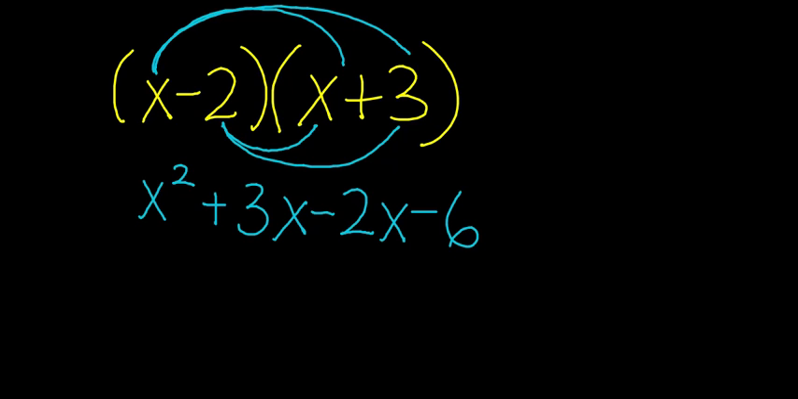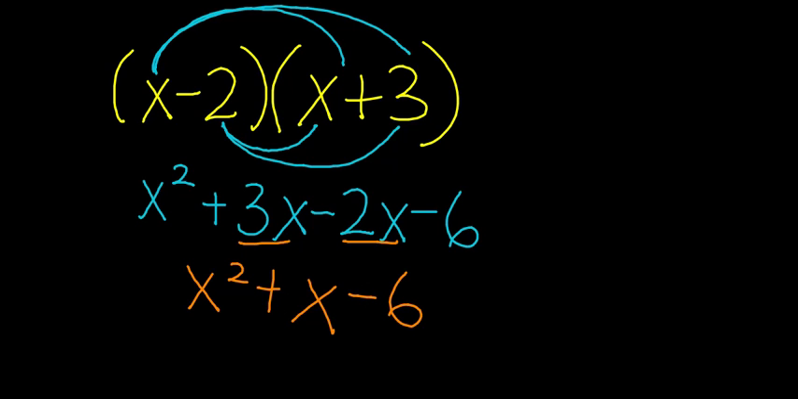Of course, we're not quite done yet. We've got to look at this expression and see, do we have any like terms? And of course we do, because 3x and minus 2x have the exact same variable, making them like terms. And when we have like terms, we like to combine them. 3x take away 2x is just 1x, or x. And everything else is going to stay the same.